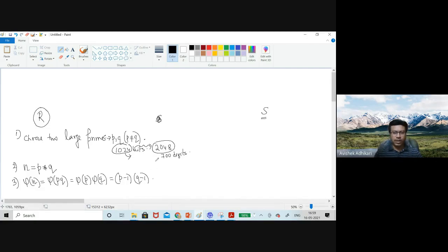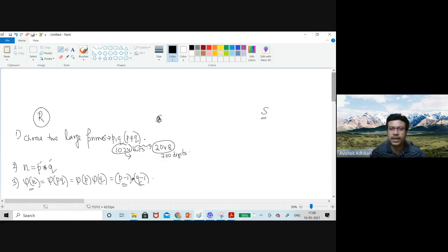Note that this receiver knows p and q. So she will just calculate p minus 1 and q minus 1 separately and then multiply them. As p and q are distinct primes, she knows this product value will certainly be equal to phi of n. So she does not need to factorize n because she knows p and q separately. Whatever the outcome will be, it is the same as phi of n. Until this, no problem.